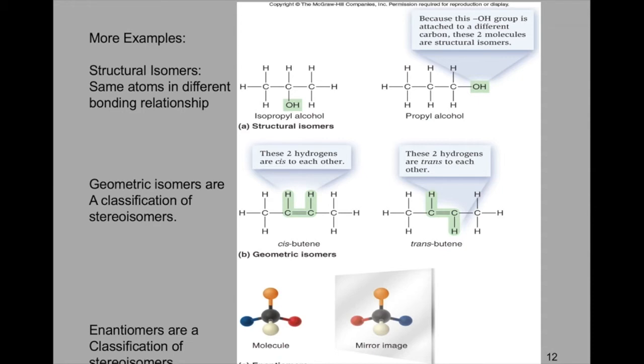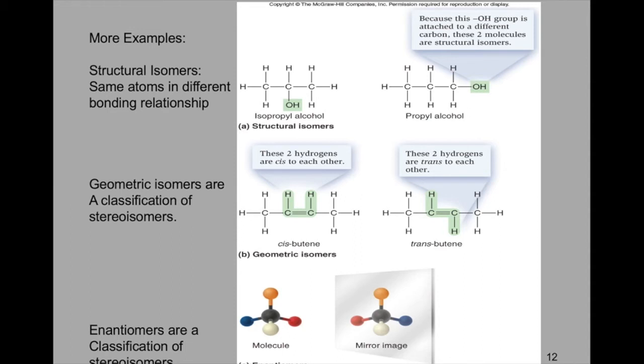And then you can see in the geometrics, still bound to the same carbon, just facing a different spatial arrangement, facing a different direction. And then of course down at the bottom, the enantiomers, those are mirror images of each other. So when you're looking on your exam at differences between these isomers, look and see if it's bound to the same carbon. These are always going to be revolved around carbons.